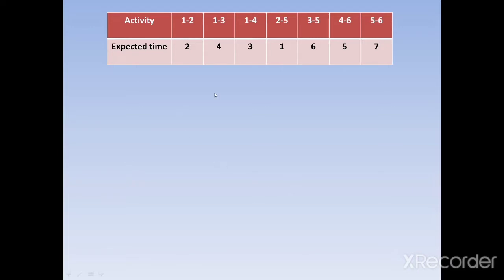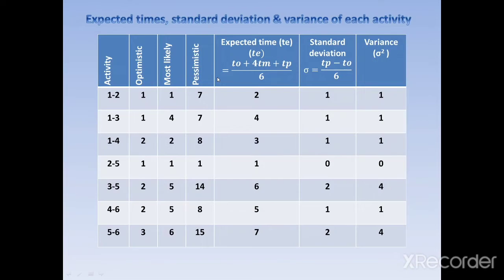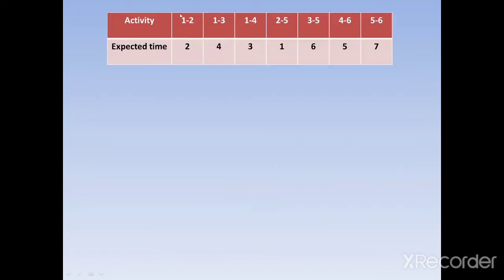I already discussed in our last lecture, that is CPM, how to draw this network diagram. In this table, activities are given. Earlier I mentioned TO, TM and TP; now I have converted them into the T values, and these T values we are going to use henceforth. So the 1 to 2 activity takes 2, 1 to 3 takes 4, 1 to 4 takes 3, 2 to 5 takes 1, 3 to 5 takes 6, 4 to 6 takes 5, and 5 to 6 takes 7. These are the durations required to complete these activities, in weeks, as expected time.